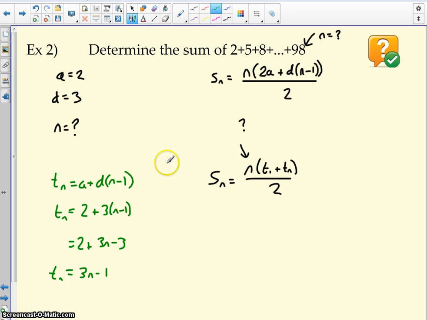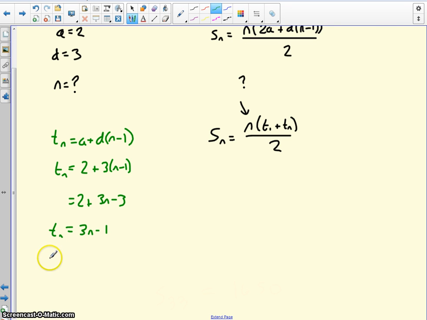So now if I want to figure out what term number gives me a term value of 98, I can just put 98 in for tn and then solve for n. So this becomes a relatively simple equation to solve. I get, when I solve this, n being equal to 33.